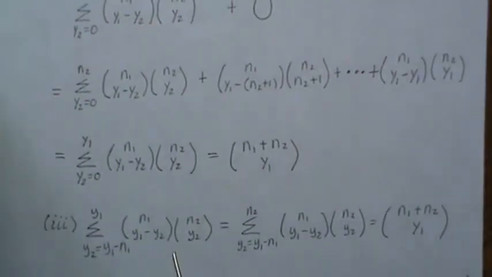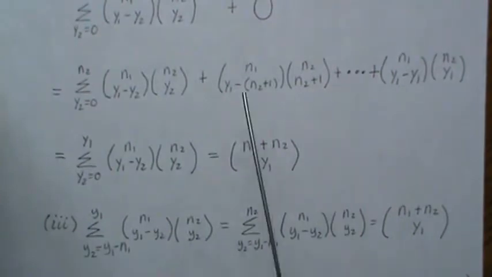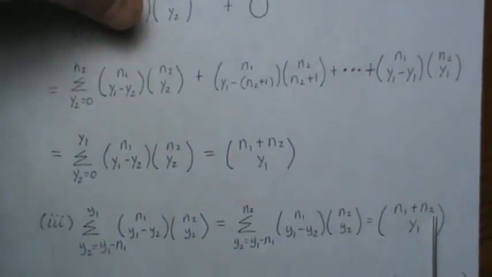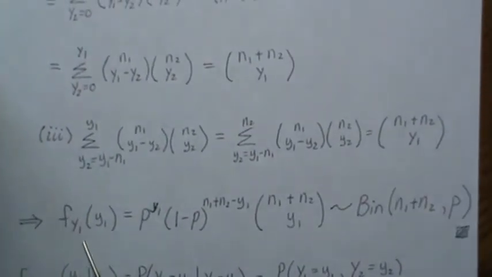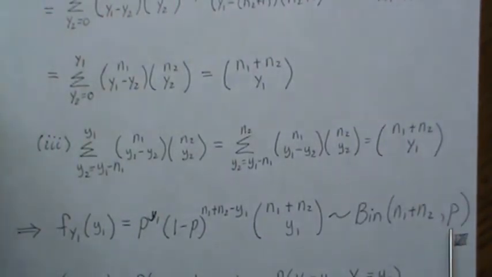And now, in the interest of time, for the other two cases you can do a similar argument, and it also equals N1 plus N2 choose Y1 using Vandermonde's identity. So the marginal distribution of Y1 is this distribution here. And if you note, that's a binomial with N1 plus N2 trials and parameter P.